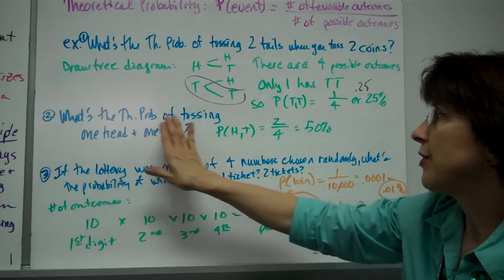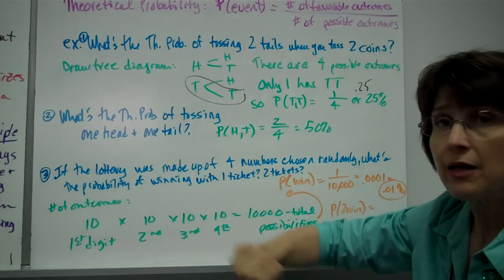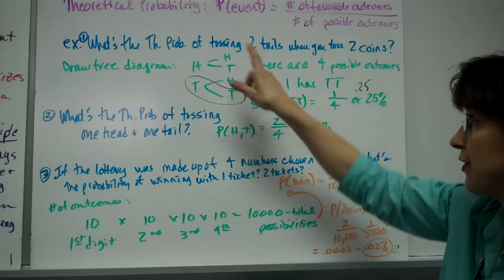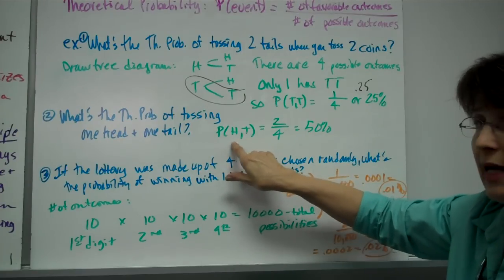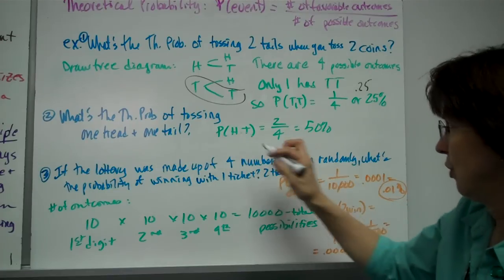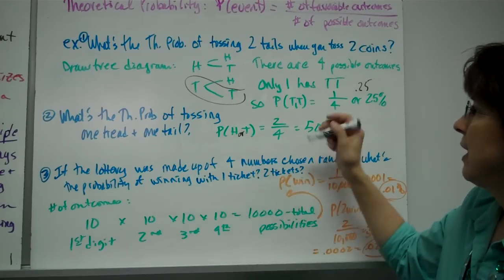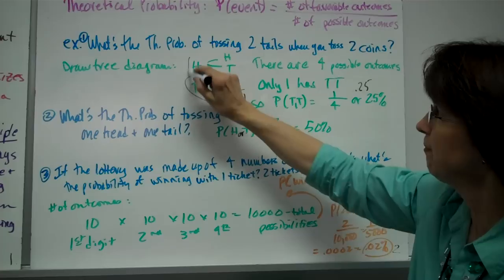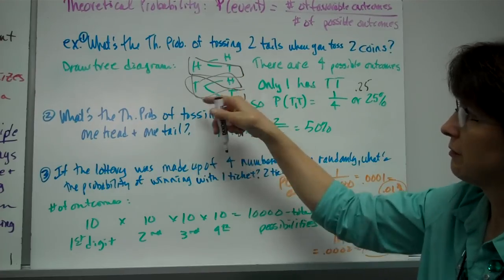What's the theoretical probability of tossing 1 head and 1 tail? It doesn't matter what order. We have the same list already. So the probability of getting a head and a tail, you see there are 2 of those solutions. Here's 1 head tail, and here's 1 tail head.